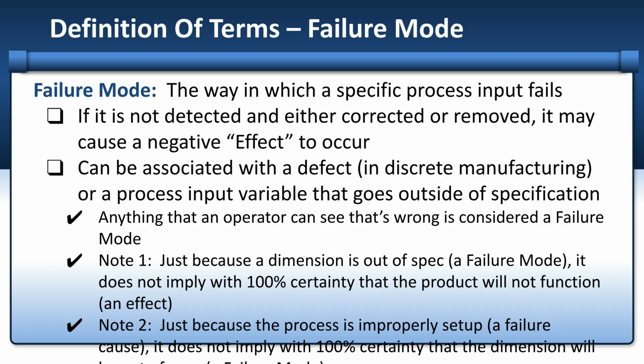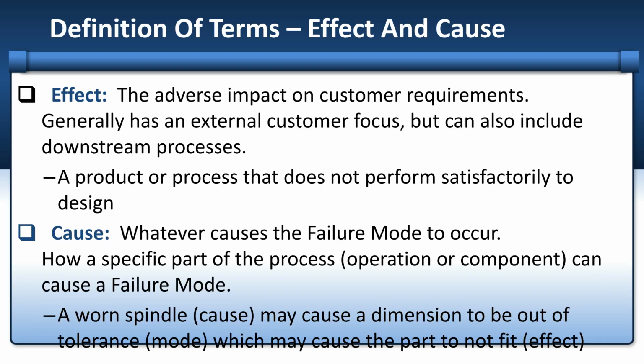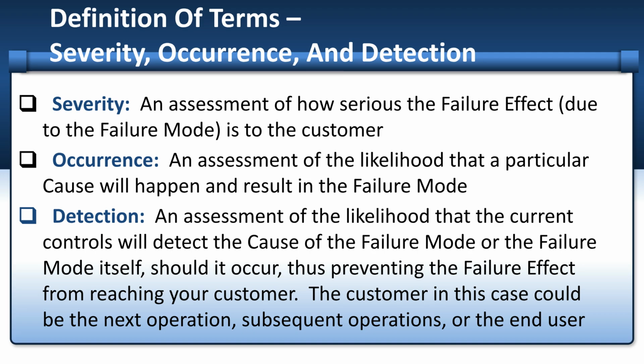A failure mode is the way a specific process input fails. If undetected, it can cause a negative effect. Anything an operator sees as wrong is considered a failure mode. The effect is the adverse impact on customer requirements, often external. The cause is whatever makes the failure mode happen. For example, a worn spindle is the cause, an out-of-tolerance dimension is the mode, and the part not fitting is the effect.